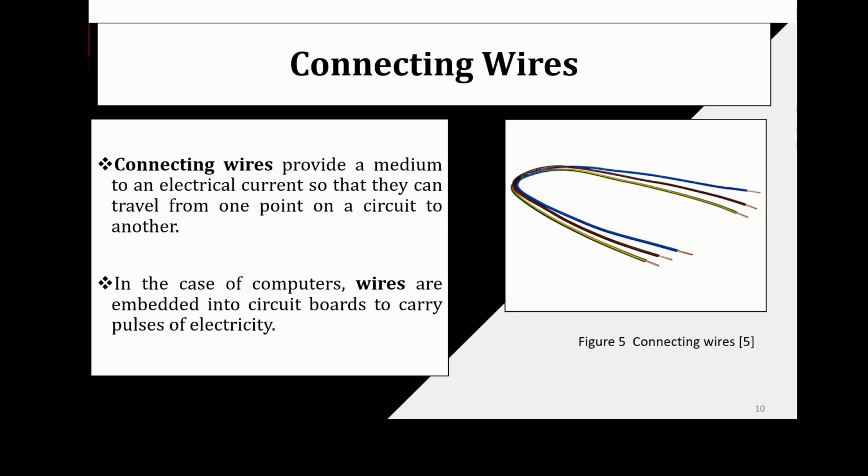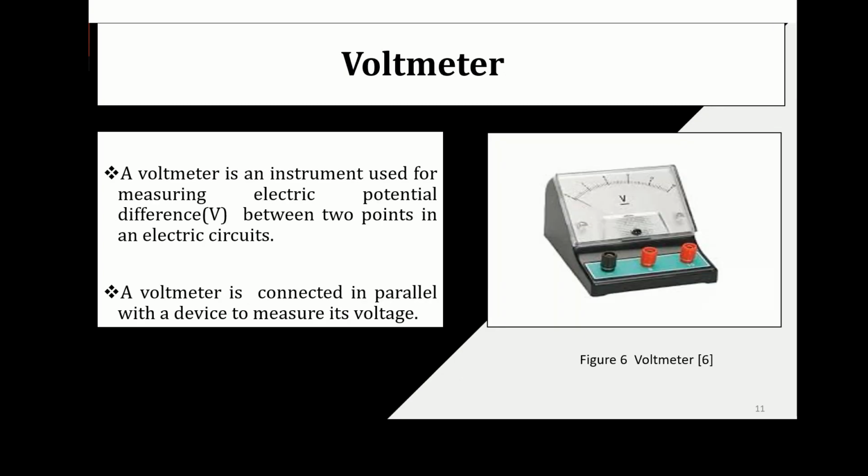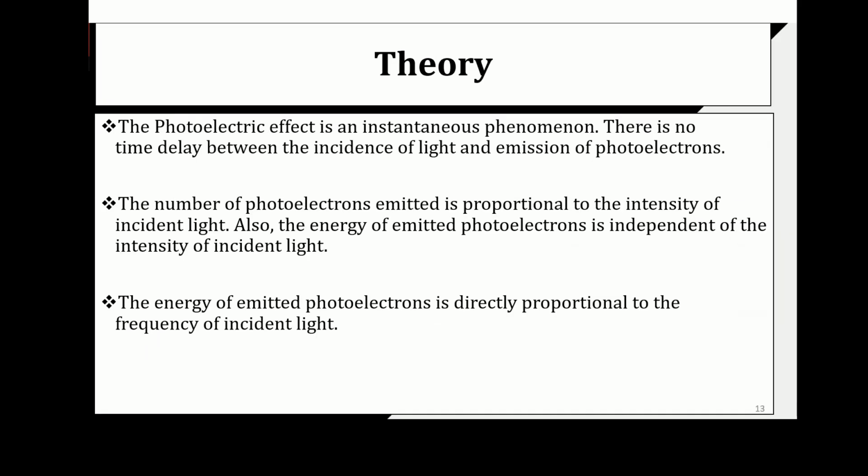These are the connecting wires that we need to make the circuit diagram, and we are using the voltmeter and the ammeter to make the circuit. Now we will study the theory behind this experiment, because we know that the photoelectric effect is an instantaneous phenomenon. That means as soon as you shine the light, you get the current. It is not that there is a time lag before the photoelectric effect. It is instantaneous. As you stop the light, you get no photocurrent.